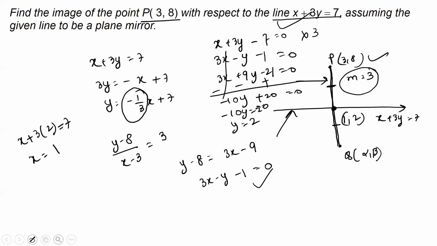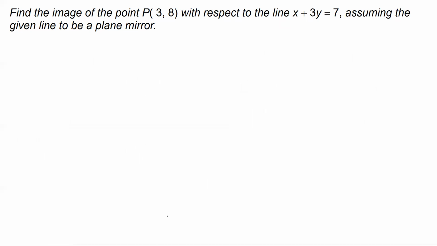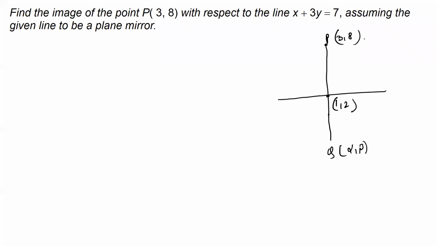Okay, let's draw all of these things again and clean up some space. So we have this point 3 comma 8, we have 1 comma 2, that means the midpoint of this, and we have to find out this Q. Now we know that 1 comma 2 is the midpoint of P and Q. So we have alpha plus 3 by 2 is equal to 1, and beta plus 8 divided by 2 is equal to 2. You just solve these two to find out the value of alpha and beta, and we are done, because that was what we were required to find out.